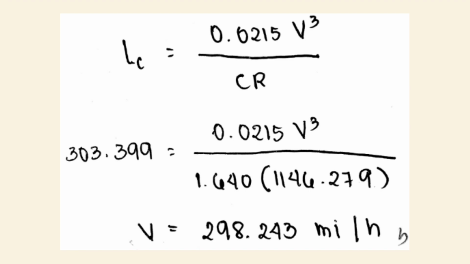For B, we need to solve for the velocity. Using the same formula as before and substituting the given values, we have 303.399 is equal to 0.0215 v cubed over 1.640 multiplied by 1146.279. Thus, the velocity would now be equal to 298.243 miles per hour.